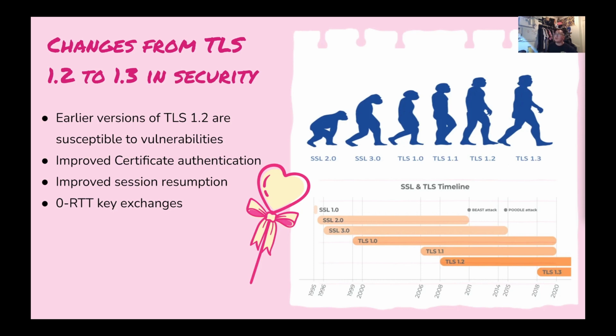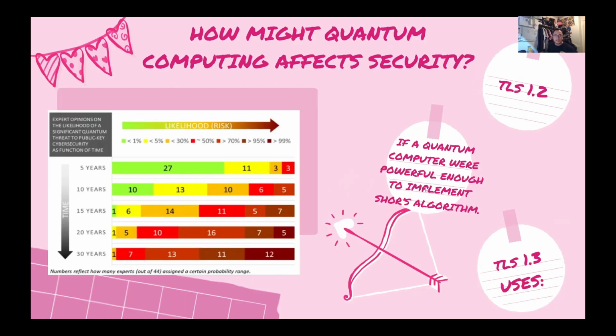Lastly, we also have zero RTT key exchanges. Zero round trip time allows the client to send application data to the server without having to wait for the full handshake to complete. This is how 1.3 is able to reduce latency by about one round trip. Now, this is only possible when the client and server share a PSK, or pre-shared key. I'm going to move on to our next slide.